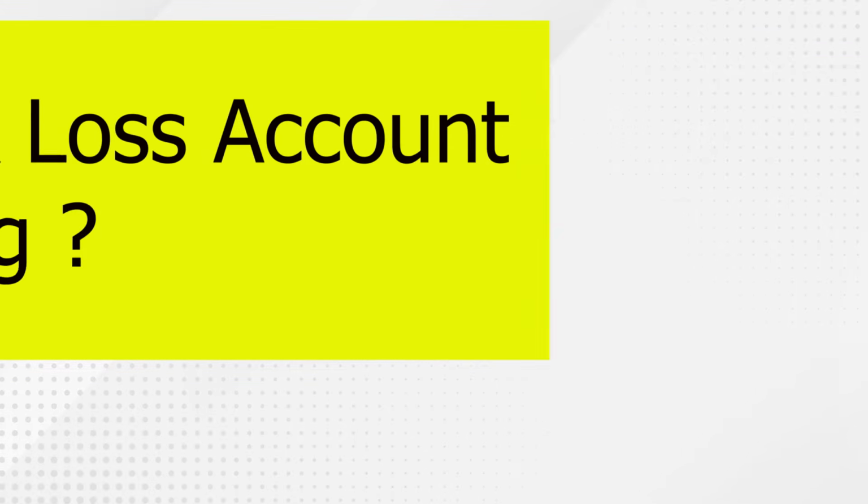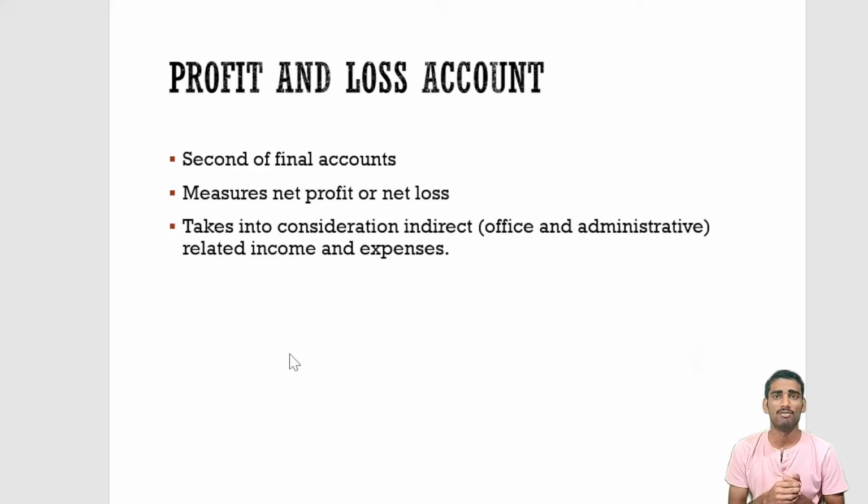So let me start. First of all, the profit and loss account, as is clear from the words, is the type of account where we depict profit and loss, meaning whatever profit or loss the company is getting, we will depict there, okay? It is basically the second of the final accounts, and it measures net profit or net loss, meaning the overall profit or loss, whatever the net gain or loss the company is getting, we will depict in the profit and loss account. It takes into consideration the indirect, or you can say office and administrative related expenses, okay? This is the important thing you should keep in mind. Just remember that this will depict the profit and loss account.